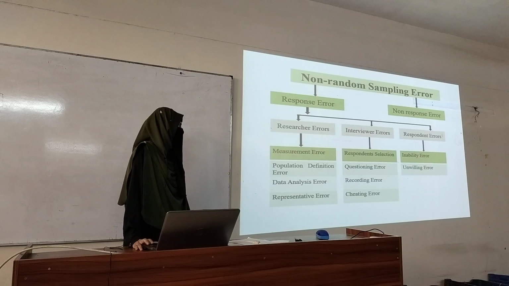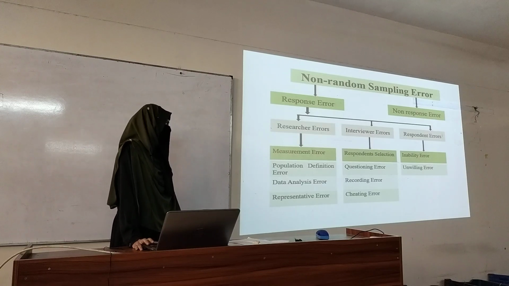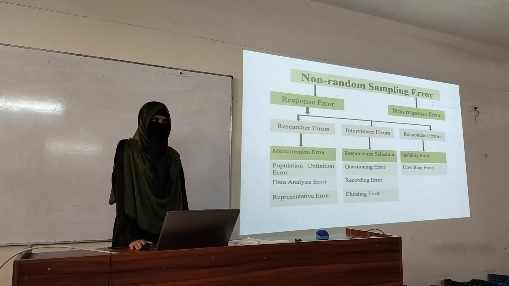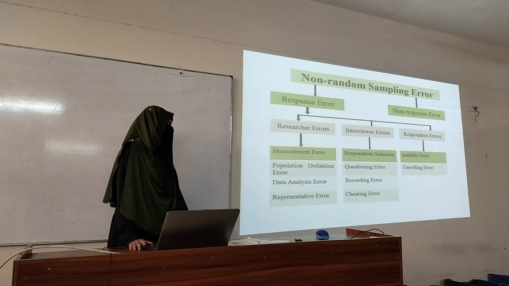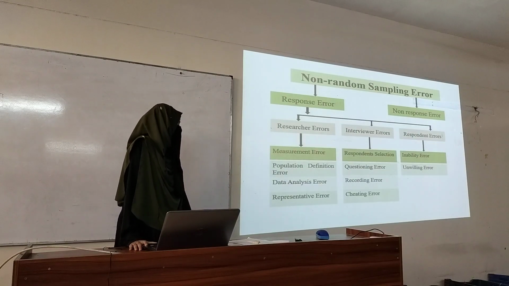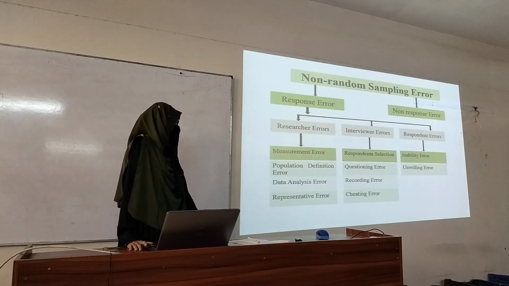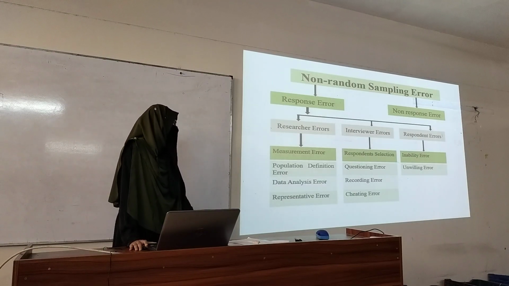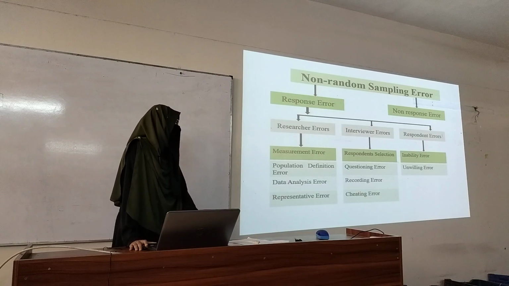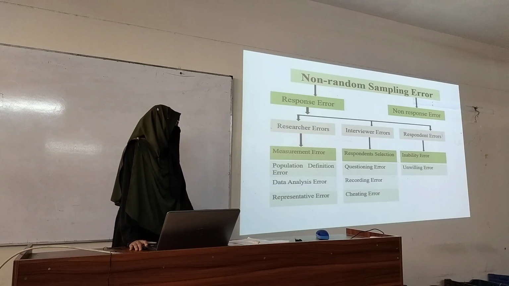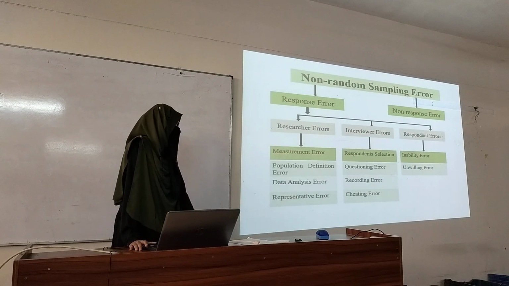Measurement error is the error that arises when the researcher collects information and there are differences between the information sought and the information generated by the measurement of the research. Population definition errors. Population definition errors arise when the researcher defines the population and the population of the sample is inaccurate.